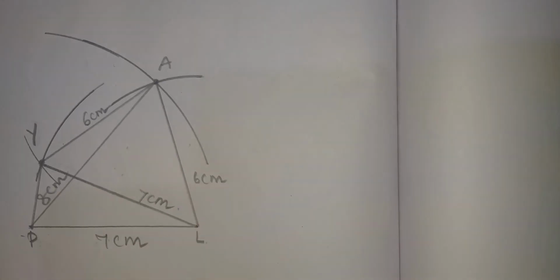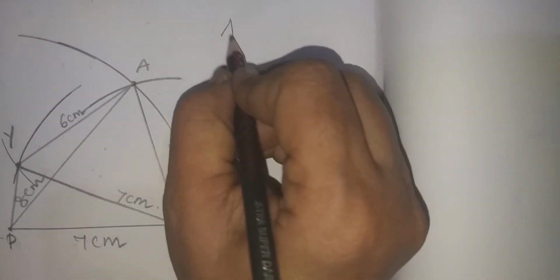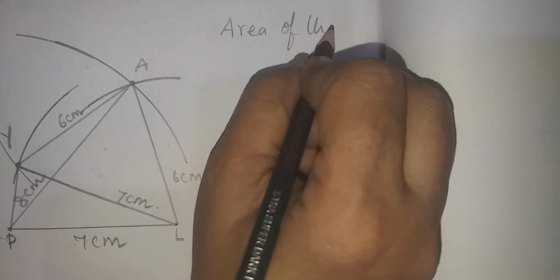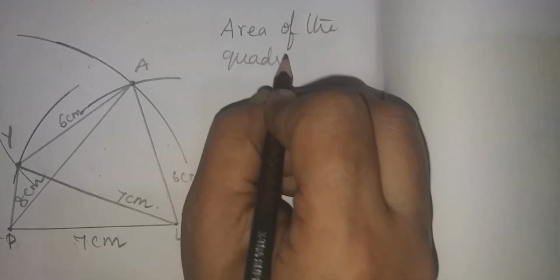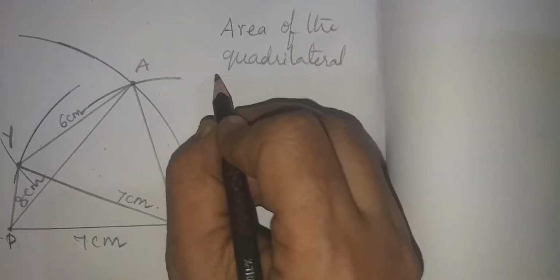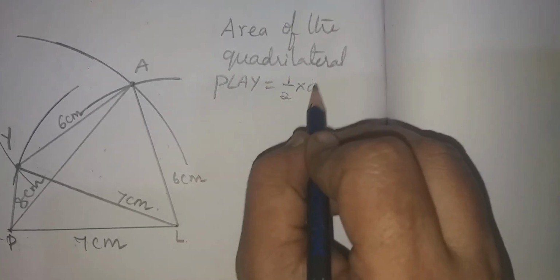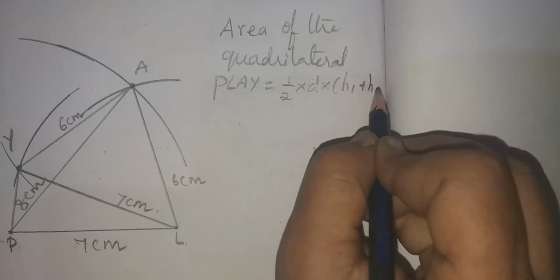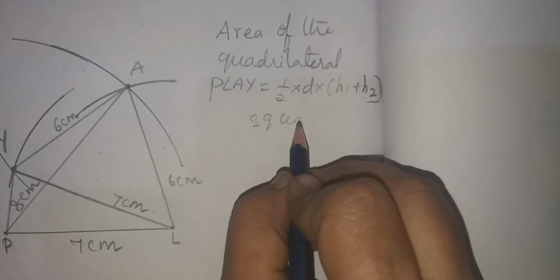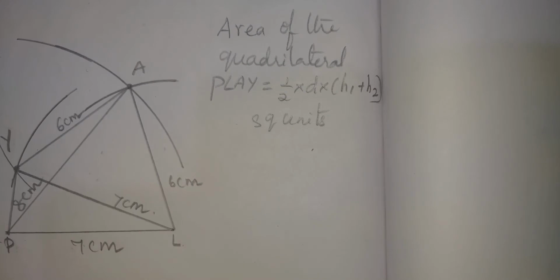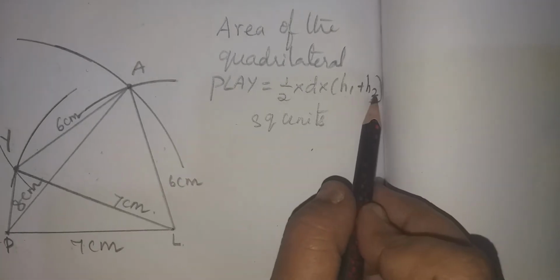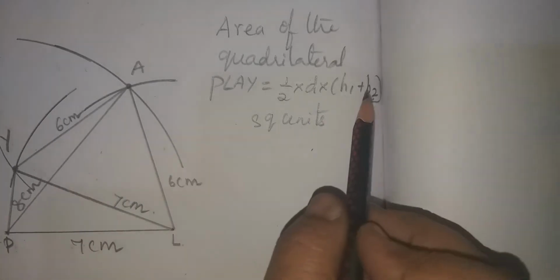Now we have to find the area because they have asked you to find the area also. So to find the area, what is the formula? To find the area of the quadrilateral, the name of this quadrilateral is PLAY. Area formula is half into d into h1 plus h2 square units. Here you can see h1 and h2. Here diagonal is given but height is not given.